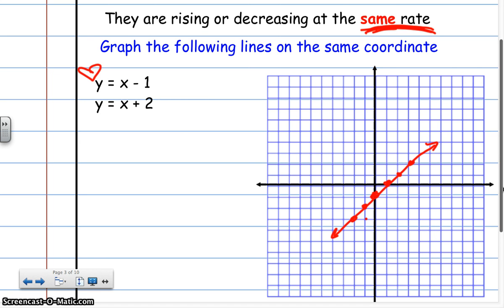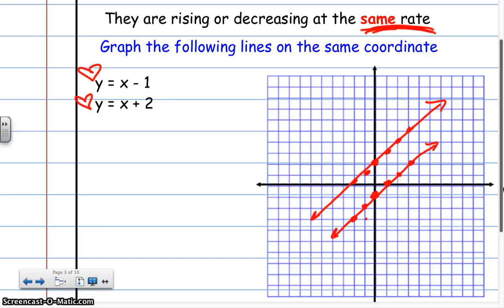The next one, I have y is equal to x plus 2. I have a y-intercept at 2, same slope. Up 1 over 1, up 1 over 1, up 1, or down 1. And when we look at them, yes, we should notice they are parallel. Parallel lines, are they ever going to intersect? Nope. They're not. They're always going to increase at the same rate, which means slope.